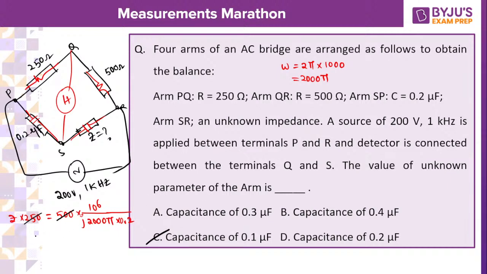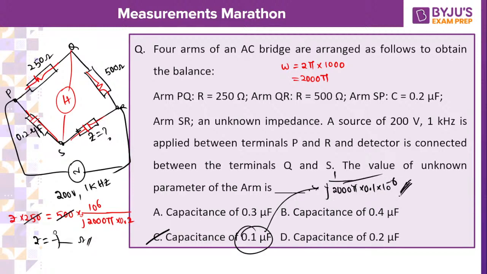So once you get the Z value, it will be something like 10 to the power of 6 by 2000 pi into 0.2, some minus j, some ohms. So you have to check whether 0.1 microfarad is satisfying or 0.2 microfarad is satisfying. So 1 by j 2000 pi into 0.1 micro, whether this value is equal to this value or not, that is the thing you need to cross check.